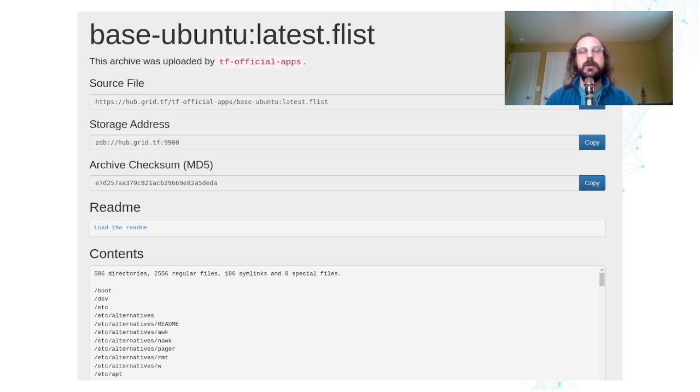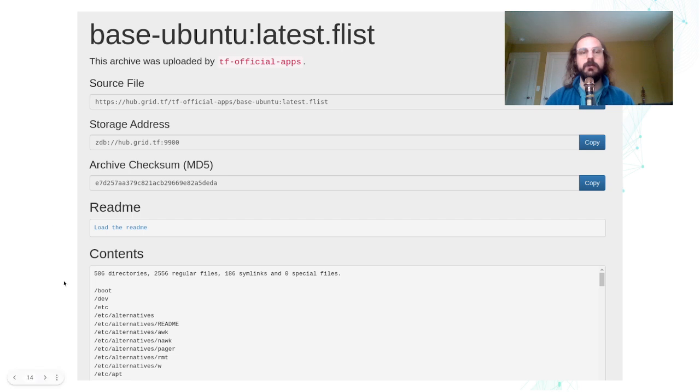Here's an example on the flist hub of what a micro VM image looks like. In this case, this is our base Ubuntu in the TF official apps folder here. And that's one way that we know that this is a micro VM image, because everything in apps is micro VM, and our full VMs are under official VMs.